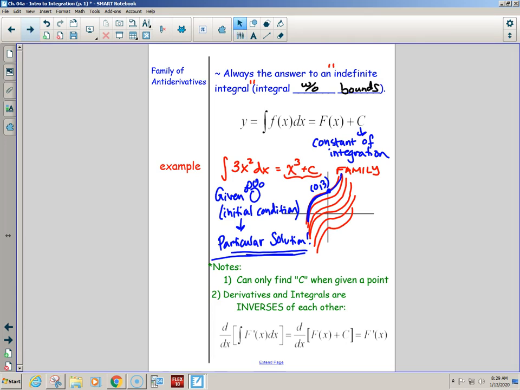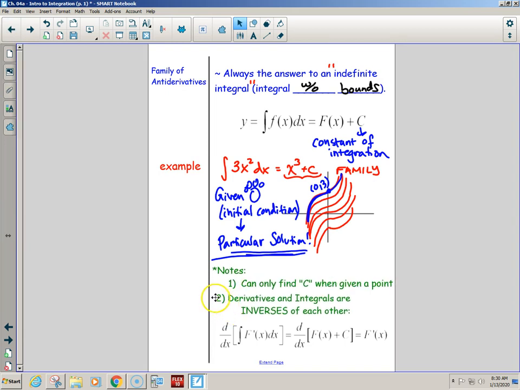There is a whole family. The plus c stays just a plus c unless they give us a clue, unless they give us a point. And we call that point an initial condition. Sometimes it's when x equals 0, but technically it could be any point. It could be, I don't know, like (1, 7). Only one of these curves will go through (1, 7). So down here in the notes, it says you can only find c when given a point.